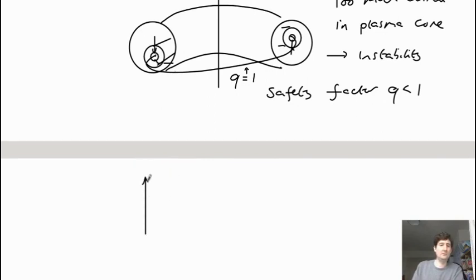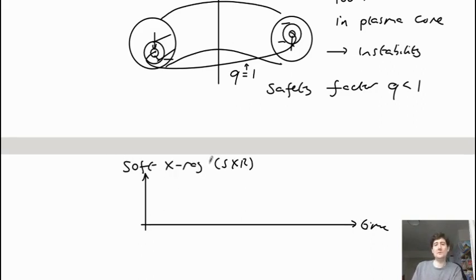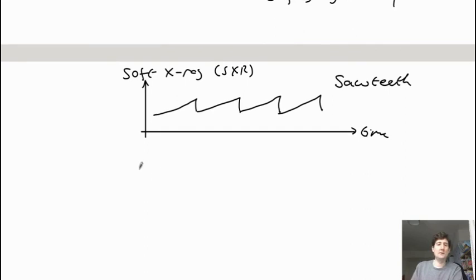What's seen is if you look at soft X-ray signals, for example, coming from near the core of the plasma, over time, this is essentially measuring the temperature of the plasma, at least a proxy for the temperature. What will happen is that it'll go up, and then you'll see a crash, and then this will typically repeat quasi-periodically. These are called sawteeth, or sawtooth oscillation.